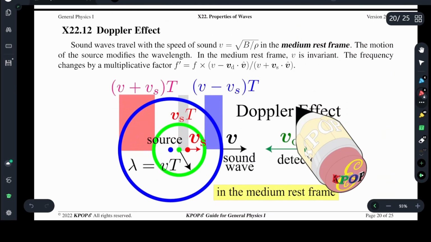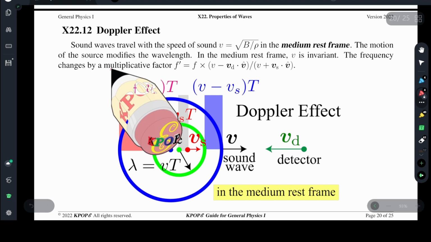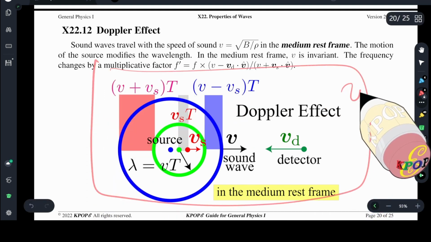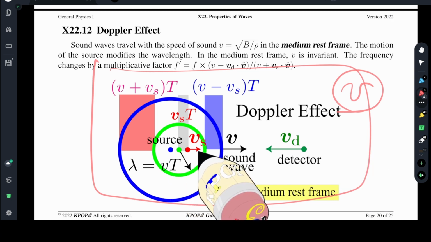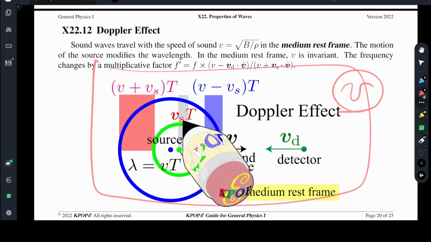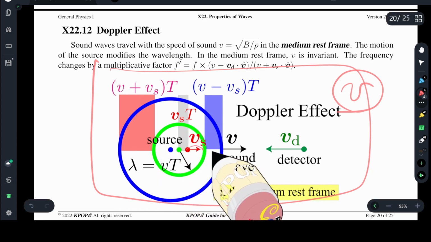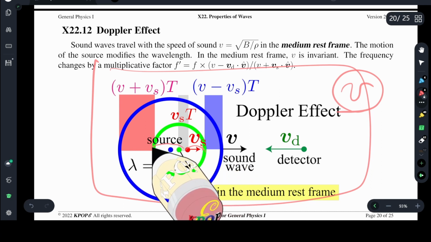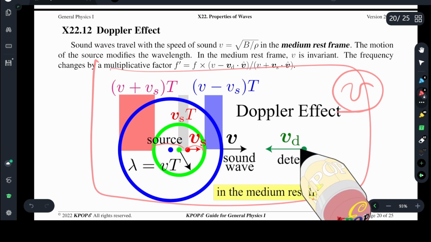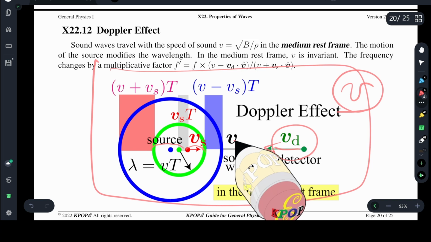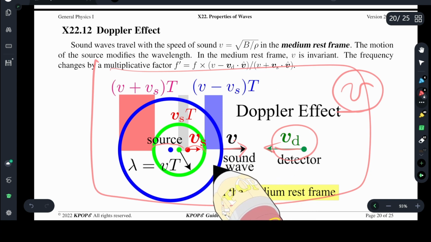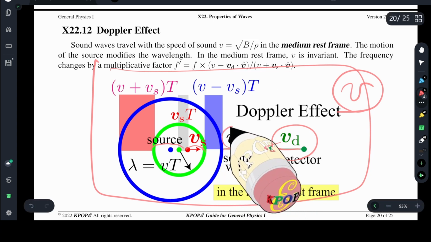Right. Doppler effect. We have a medium that transmits the sound with velocity v, but if the source is moving, the wavelength varies. This is a wavefront. If the source is moving, the wavelength becomes short in front, and behind the wavelength becomes longer. And if the detector is moving, the relative velocity, the propagation velocity, changes. It is all in the frame of the medium, the rest frame.